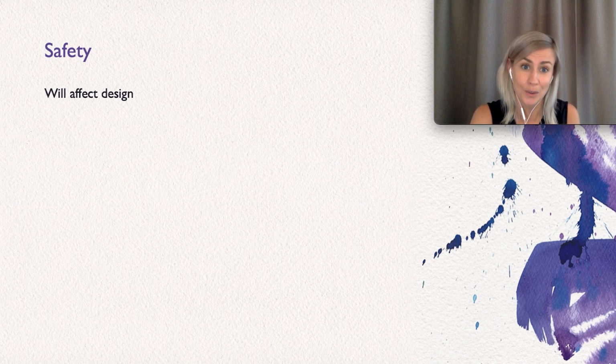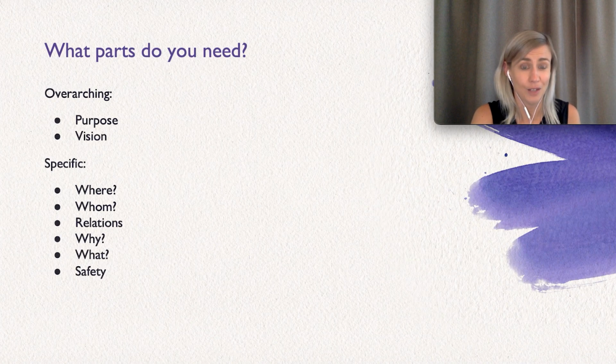So, to conclude, the parts you need are the overarching purpose and vision. And for the specific ones, where are we? Who is there? What relations do they have? Why are they here? What are they doing? And how can I create a safe container for them to explore within? You might not need all of these parts depending on what game you create, but it can be a good idea to go through this to make sure you have what you need and that there isn't something that you are missing.